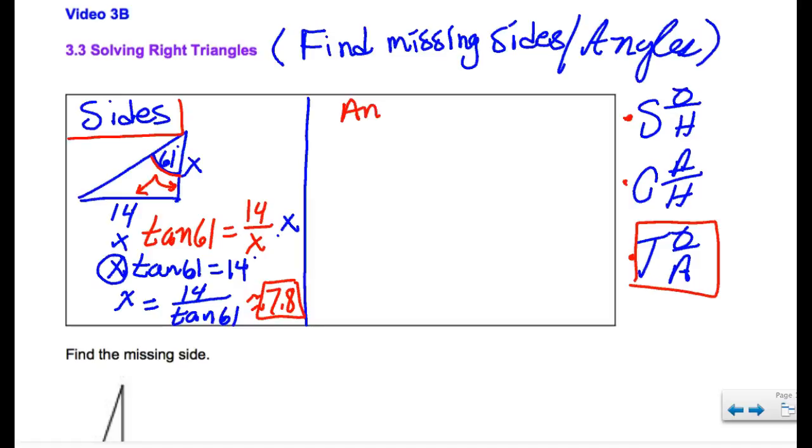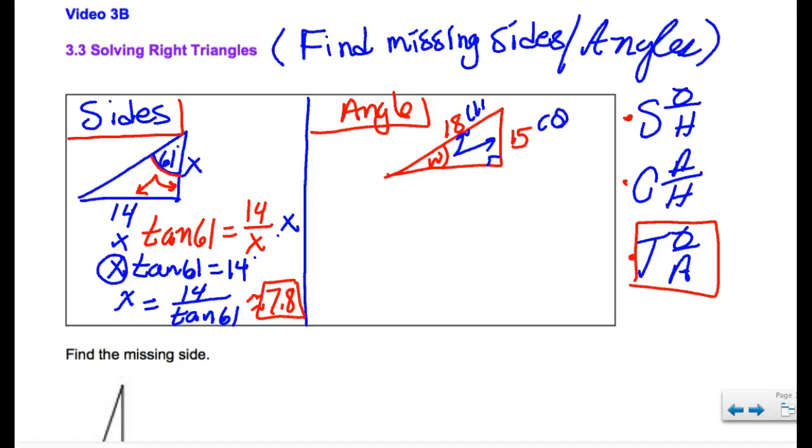To find a missing angle, it's a very similar approach but a different calculator entry. What's going to happen here is they're going to give you two sides. Maybe this is 15 and this is 18. And it's going to say, what's this angle? Let's give this angle a name, like W. You're still going to classify these sides with regards to angle W. This is opposite. This is the hypotenuse. Which trig function deals with opposite and hypotenuse?